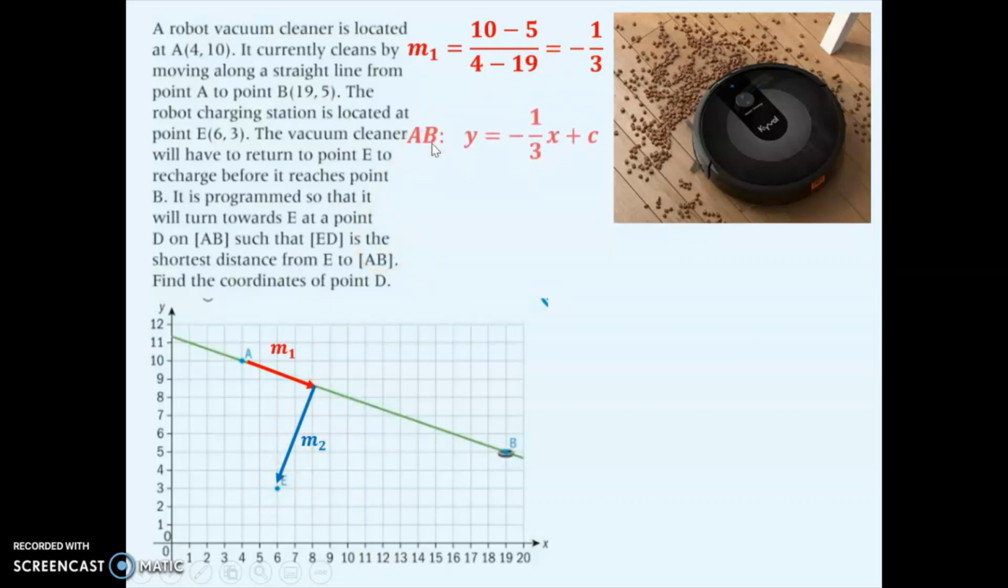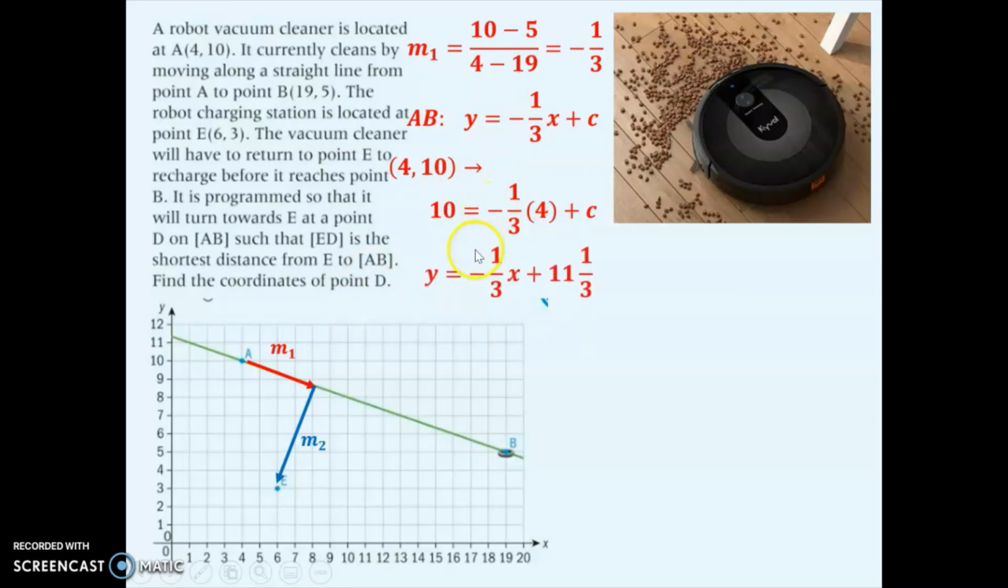But now we need more. We need the equation of line AB, because just knowing the slope of this one is not enough. We also need something more on that one to find this point, right? So let's find the equation of line AB. It is -1/3 x plus c. The slope is here, we don't know c. Let's find c by taking either point A or B and putting it in here. I took point A and put it into our equation for line AB. 10 replaced here, 4 here, and when I solve this, I get a c value of 11 1/3. So now we have an equation for the red line AB right here.